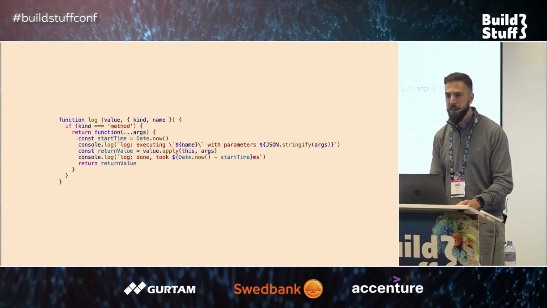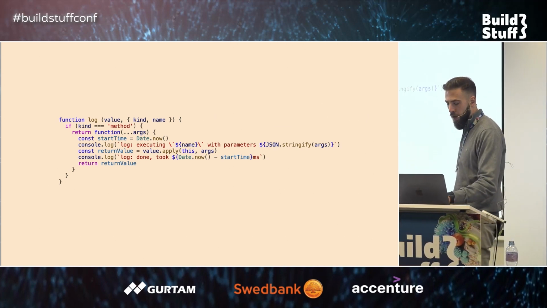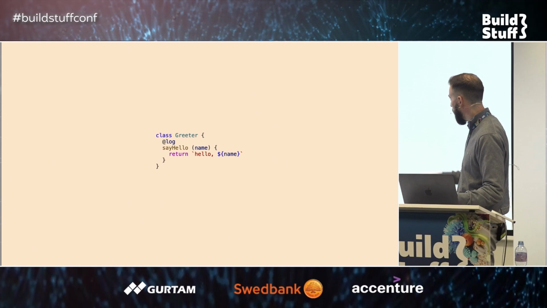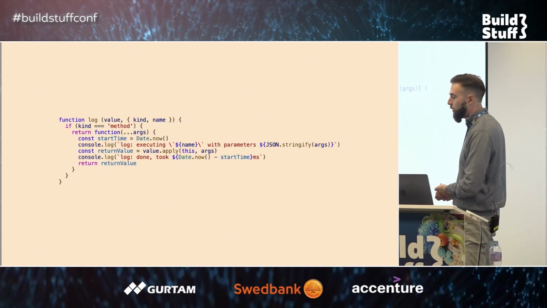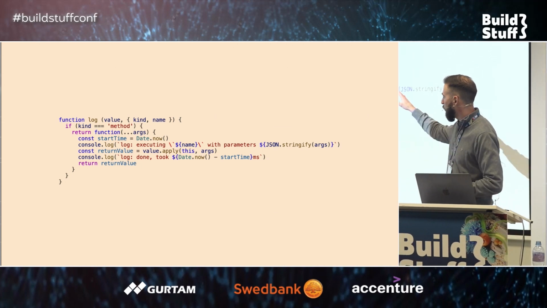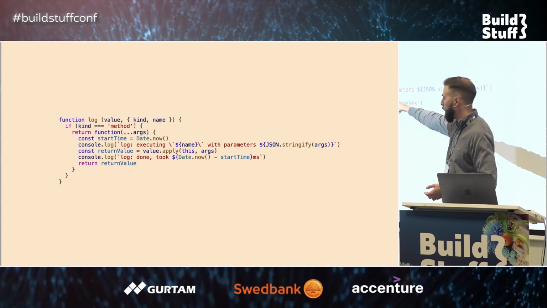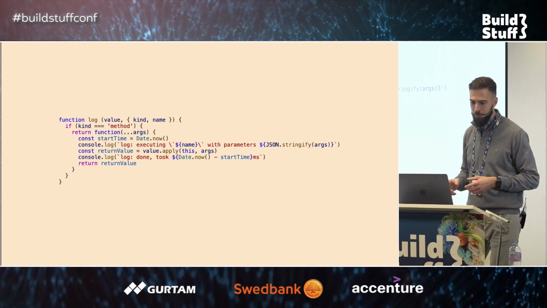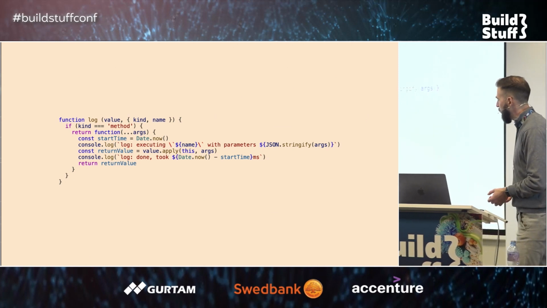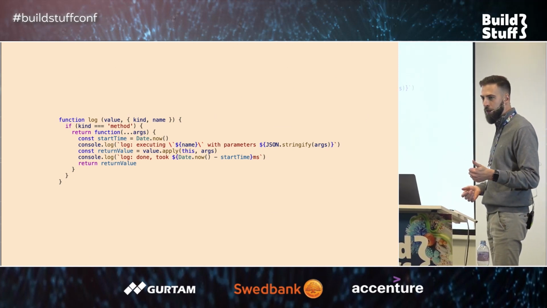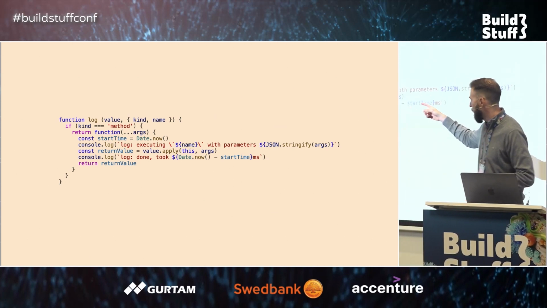So this is how we could implement this. Because here I'm not taking a parameter to the decorator, I can just return the function directly. Here again, we receive the value, that's the decorated entity, and we have the context. From the context, two things are interesting to us: that's the kind, and that's the name.